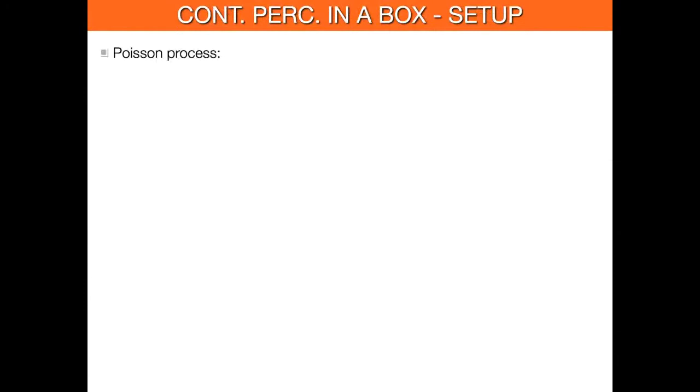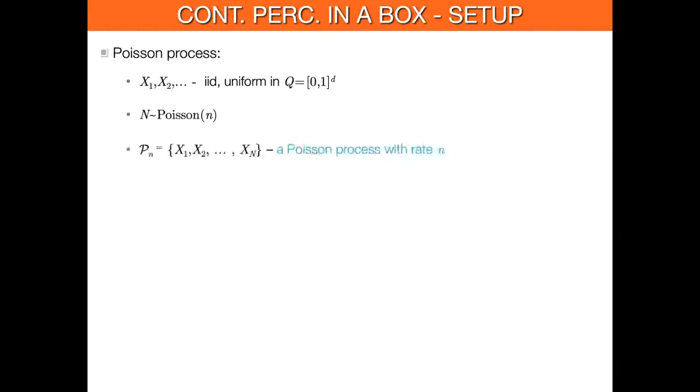So again, I want to work with the continuum percolation model, so let's be a bit more precise. What we will think of is, again, an IID sample. So we have a Poisson process, which is constructed in the following way. We generate a sequence of points IID, let's say in the cube. We choose a random number from the Poisson distribution, and then we take the first N points from this sample. So this thing is called the Poisson process of rate N.